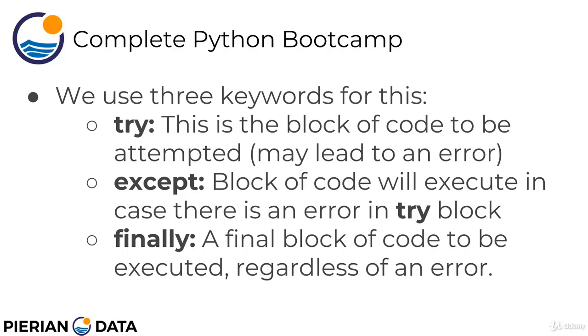Once you try the try block of code, if there is an error, you have the except block. This is a block of code that will execute in case there's any error inside of that try block. Then you have a finally block of code, which is always executed whether or not there's an exception or error occurring. Let's jump to the notebook and see some examples of how to use these blocks.